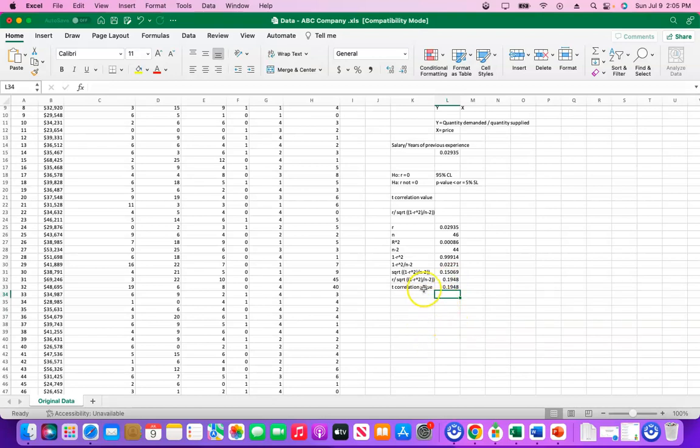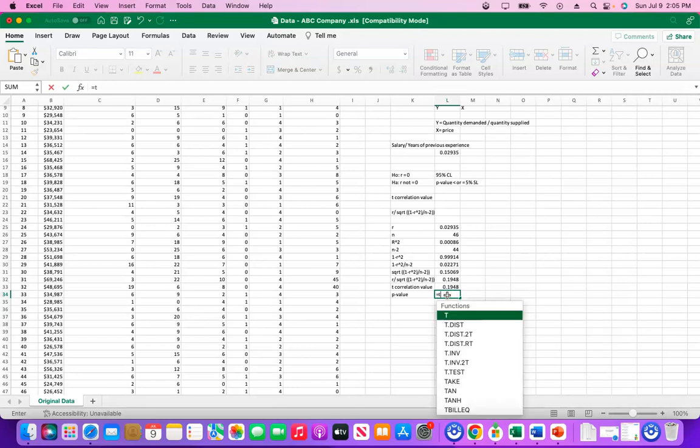Now, if that is t correlation, we need to find the probability value. So let me type here p value. The probability value, if you can remember, we can put equal sign and type t. If you type t, you can see we have t dot dist and so forth. All I want you to do, don't go with the dots for now, but just type TDIST to get the probability value.